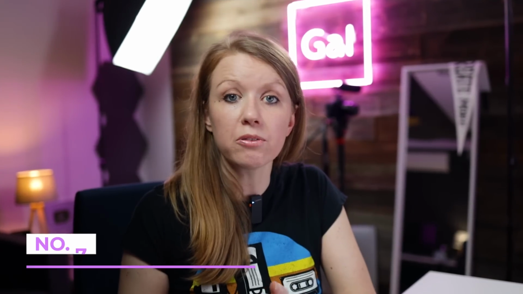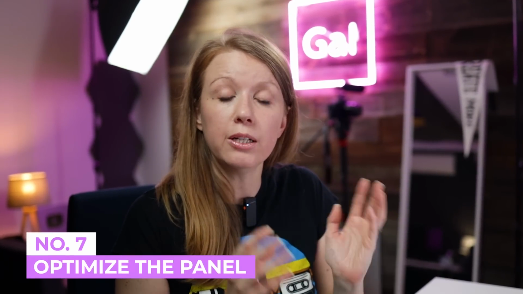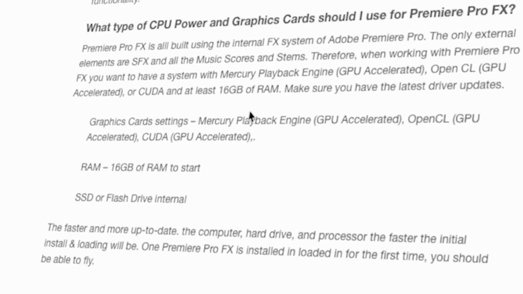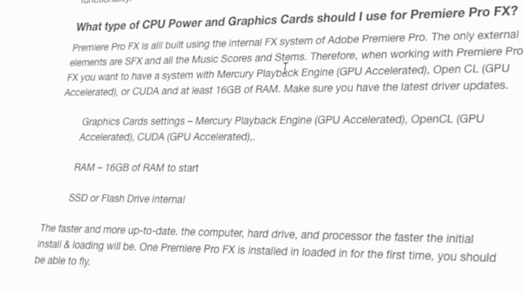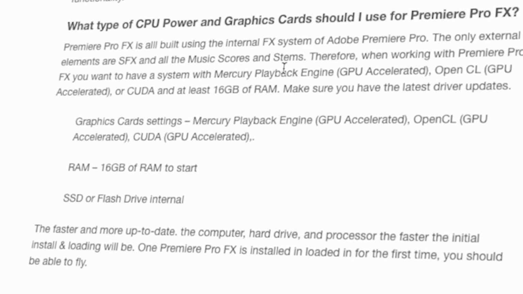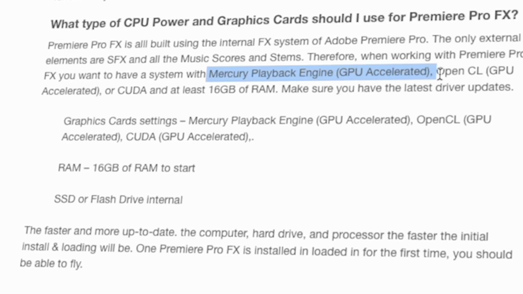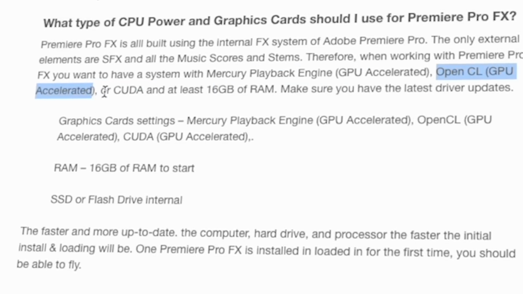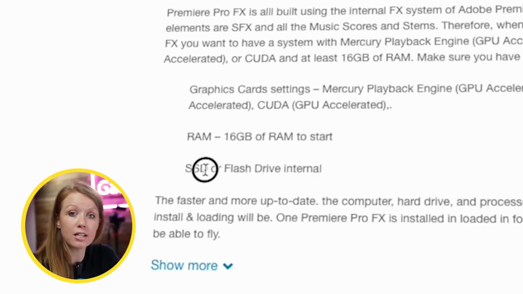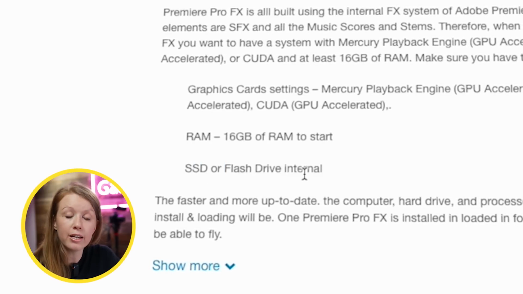So now let's talk about speed and how to get the panel working right on your hardware, right? So you want to make sure that your computer has at least 16 gigabytes of RAM. It has it here on the support page. And in terms of graphics cards, you need to make sure that your system works with Mercury Playback Engine GPU accelerated, OpenCL GPU accelerated, or CUDA. And you need an SSD or flash drive internal.